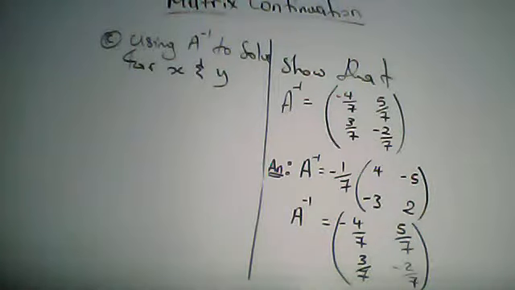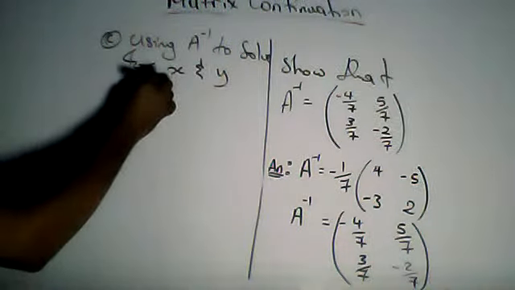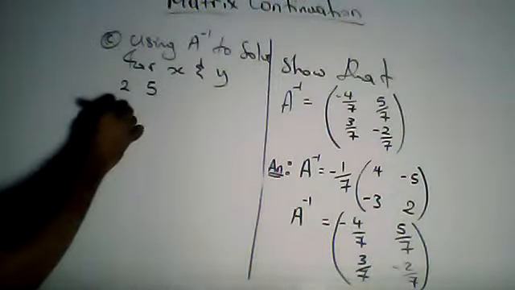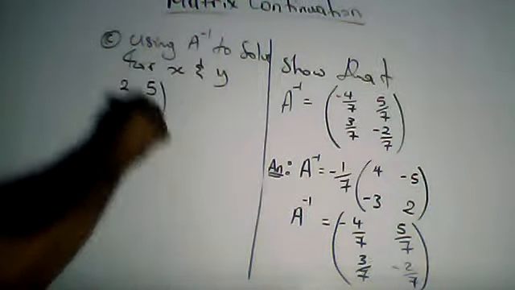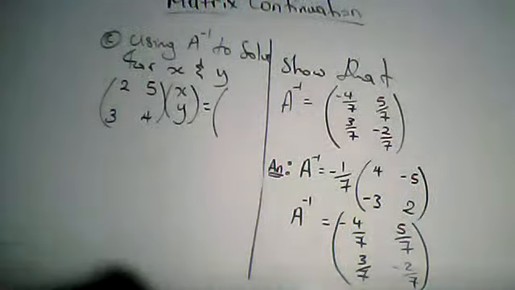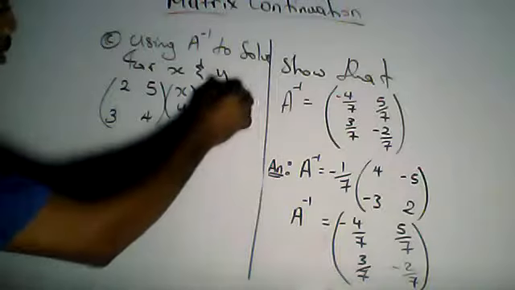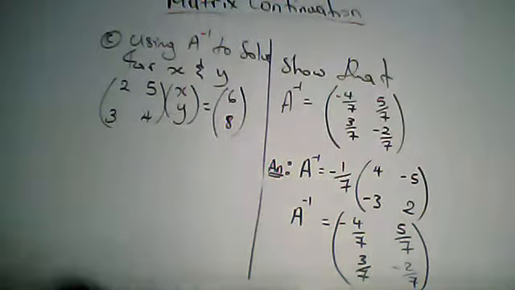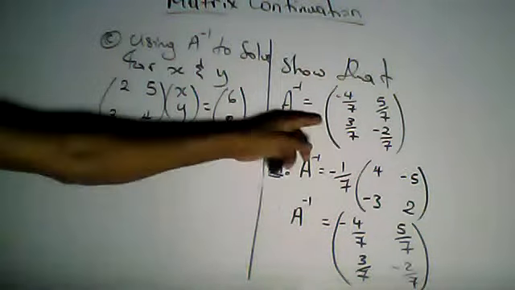So if you remember, with the first question, they asked us to put the simultaneous equation in the matrix form. And what we got was 2, 5, 3, 4, x, y equals 6 and 8. That's what we got. So now they're telling us to use A inverse to solve for x and y. Now, A inverse is this.